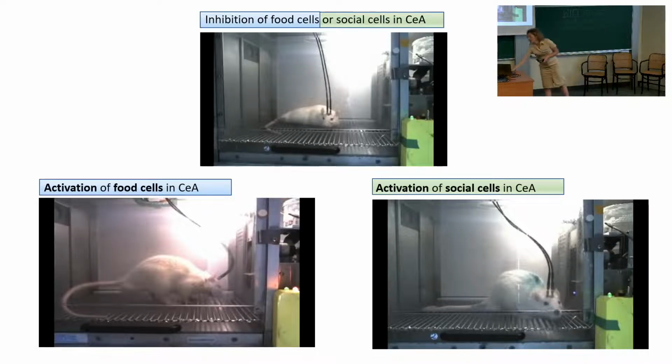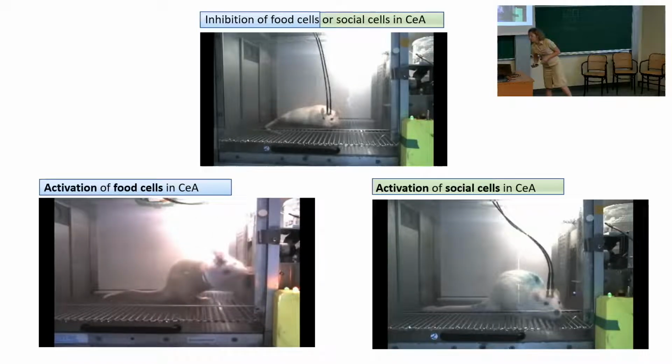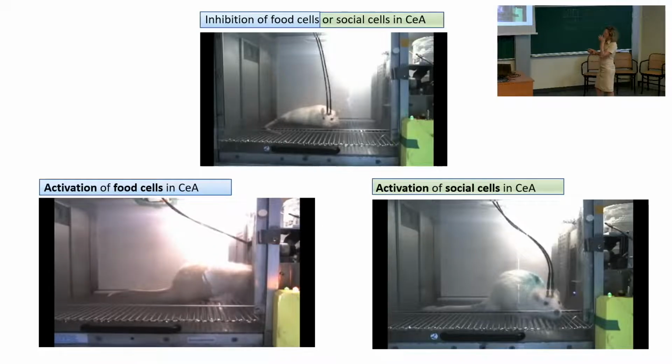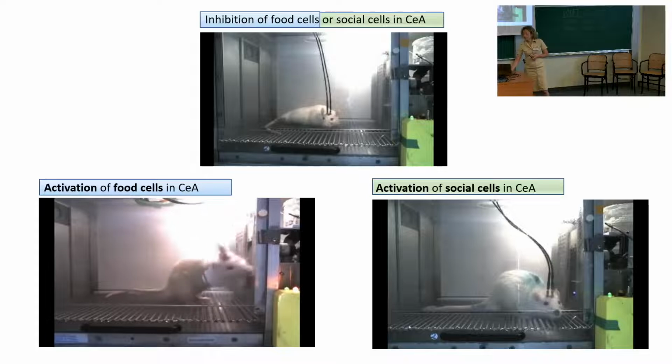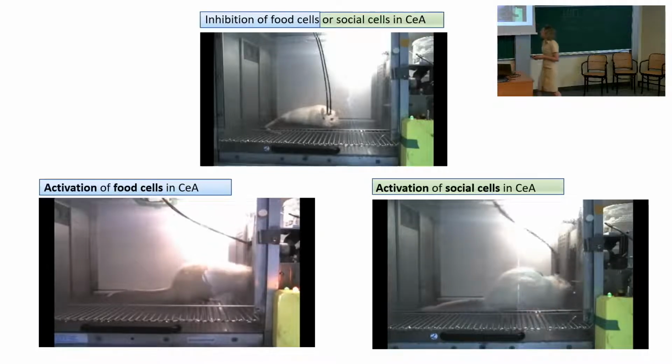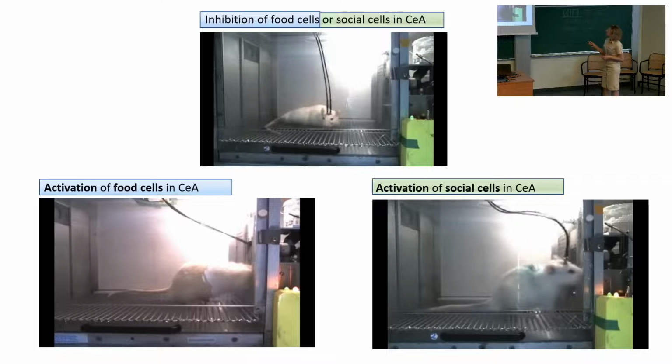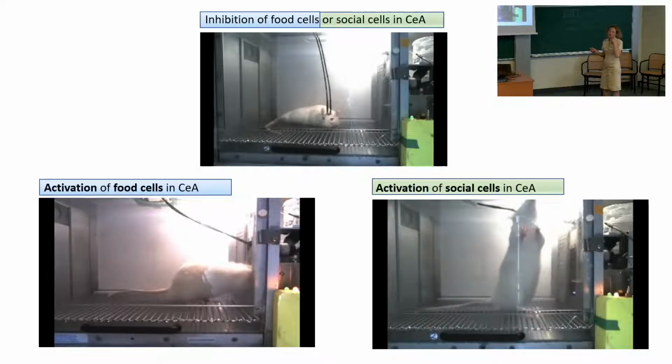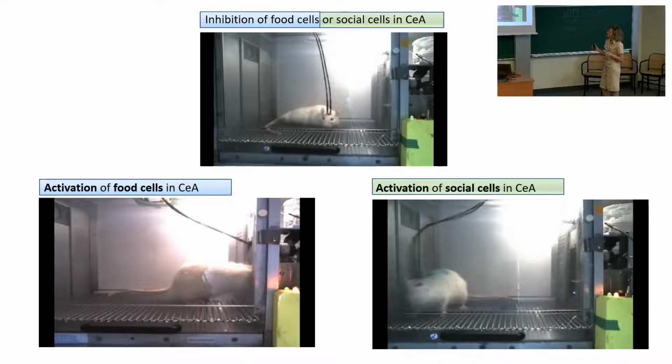But the most interesting part is in the activation, after the activation of the cells. So when we activated the food cells, we observed what we expected, that is the rat was pressing the lever very eagerly, and it was like more pressing than in the control conditions. But when we activated the social cells, the rat started with pressing the lever, but then started to explore the environment instead of pressing the lever. So there was something different in the behavior of these rats.